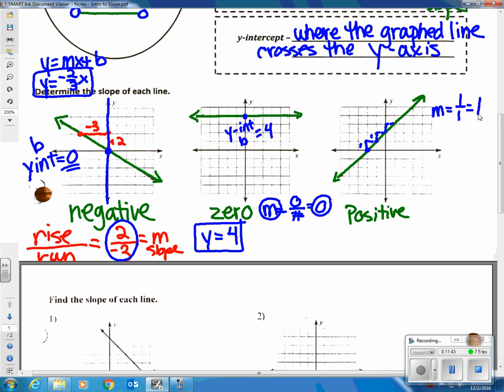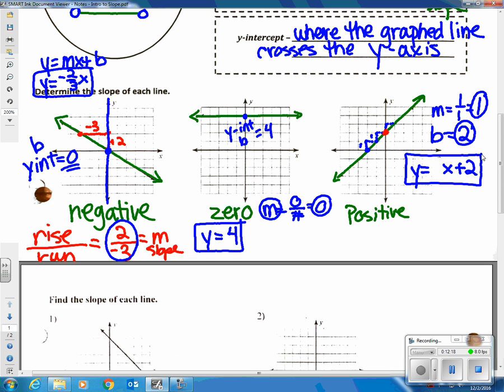My b is where it crosses the y-axis. Right here is my b. And so my b is 2. And then again, I can make an equation. So that means y equals mx. So there's my x. My m, we already said, is 1. There's my m. And I don't need to put a 1 in front of the x, so it's just going to be y equals x. My b is 2. So that means I'm going to have x plus 2. And then this is my equation for this line here.